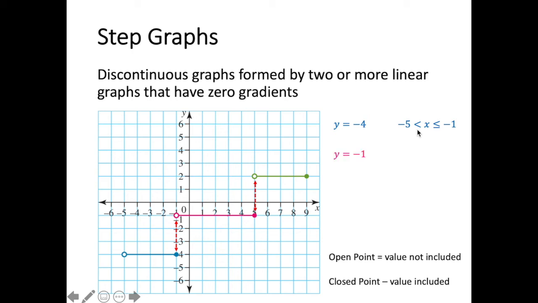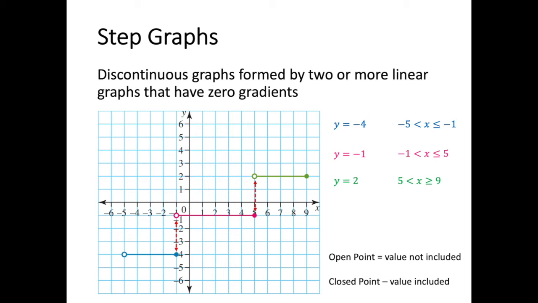So our middle line is y equals -1, and that is in between -1 and +5. And again, our closed end, we include a less than or equal to sign. Our open end, we have just a less than sign. And our final step, y is equal to 2, and that is in between 5 is less than x is greater than or equal to 9. So that is our explanation of a step graph.